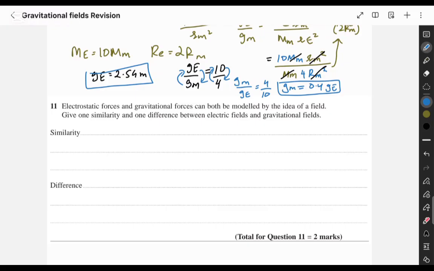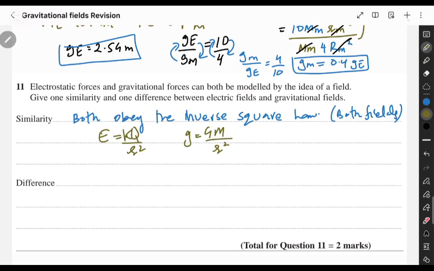Now we're going to be looking at this question, which is comparing the gravitational and electric fields. So electrostatic forces and gravitational forces can both be modeled by the idea of field. Give one similarity and one difference between electric fields and gravitational fields. Okay, so for the similarity, you can write both obey the inverse square law, both the fields, and here we have the equation as well, which shows that they obey the inverse square law.